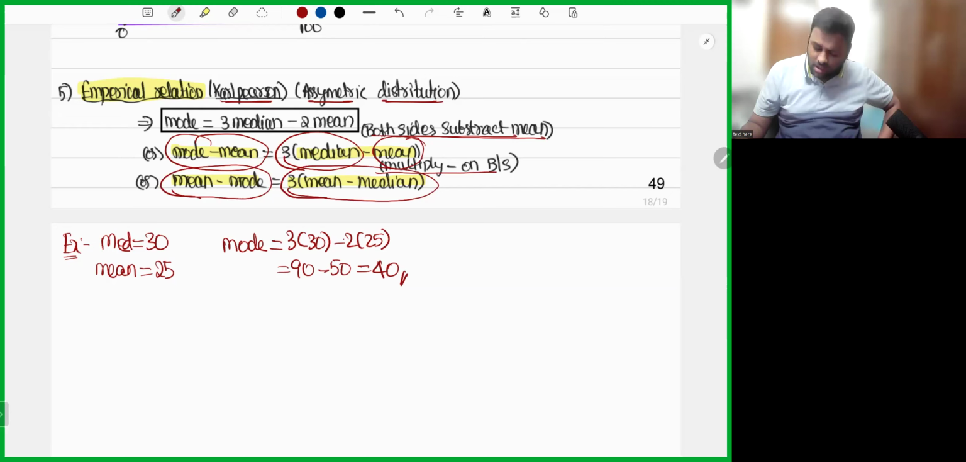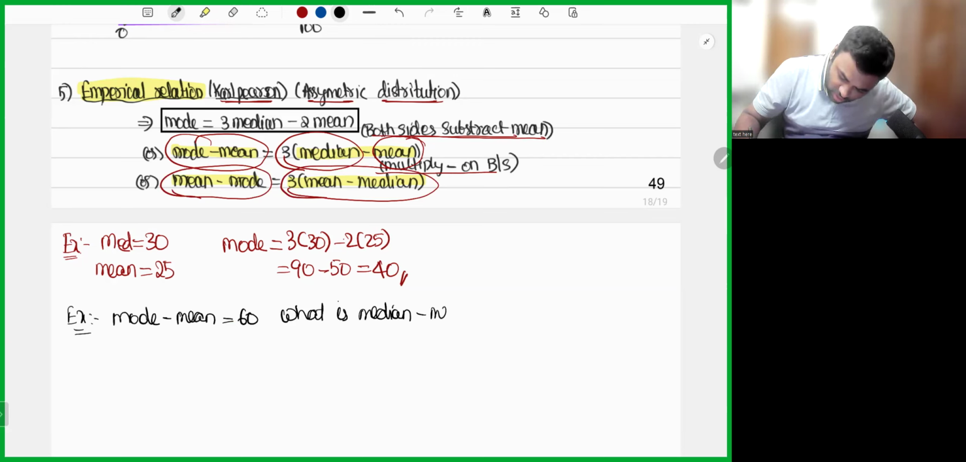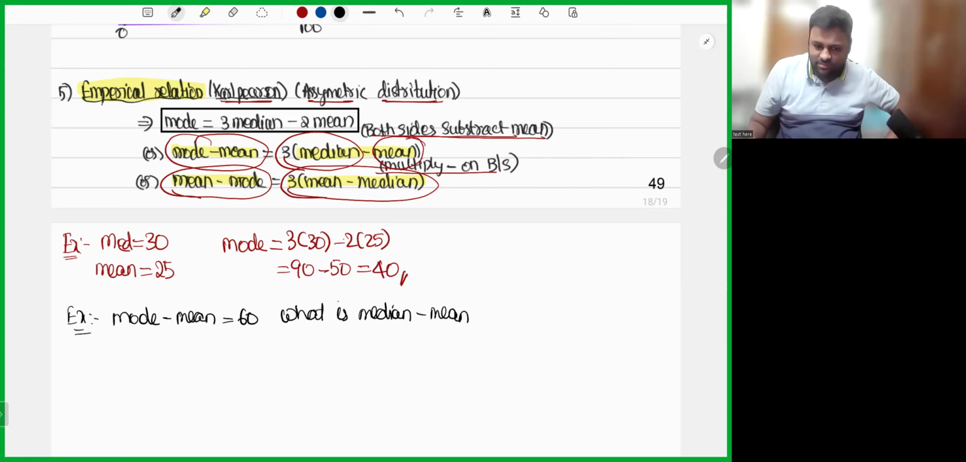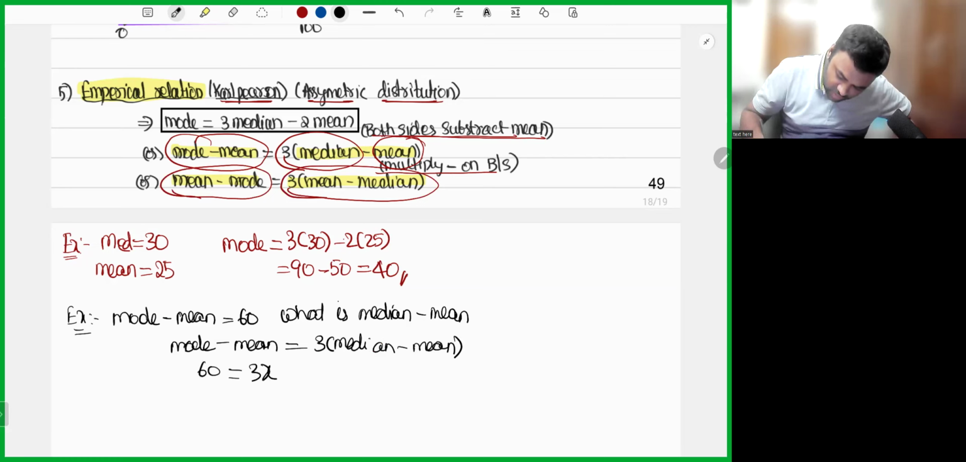Sir, why have you given this? Sometimes in examination, he will tell you mode minus mean is equal to 60. What is median minus mean? He will ask. See, this type of tricky questions he will ask sometimes in the exams. That's the reason I'm using this. We know mode minus mean is equal to 3 into median minus mean. 60 is equal to 3x. 20 is equal to x. Okay.